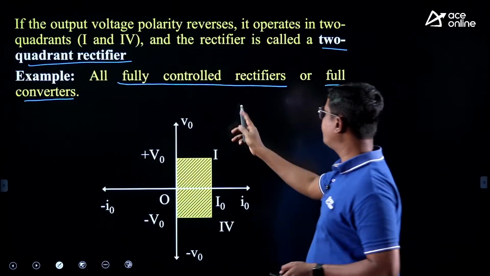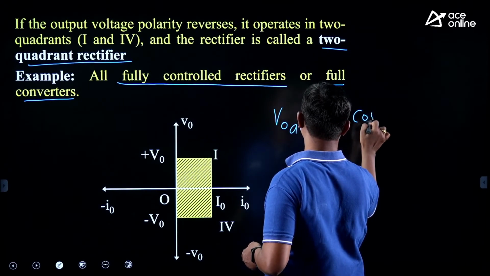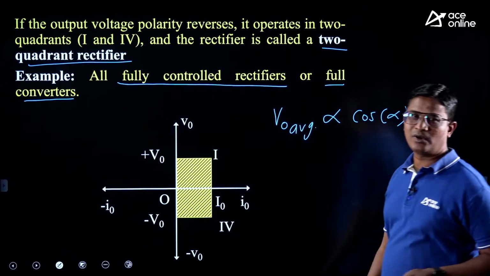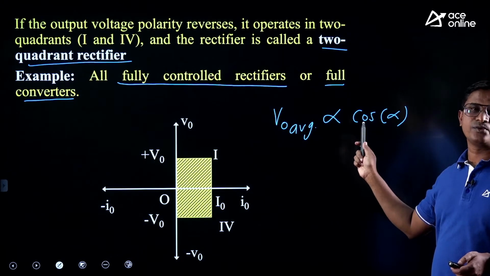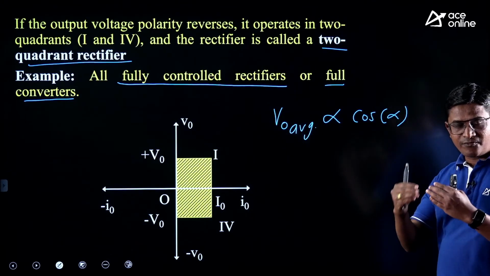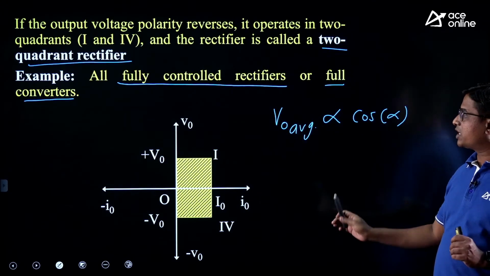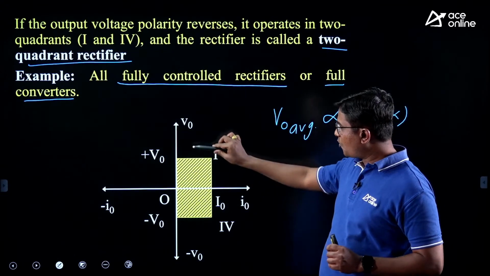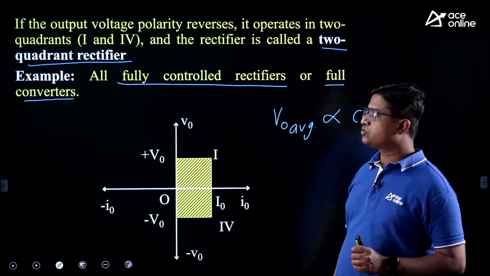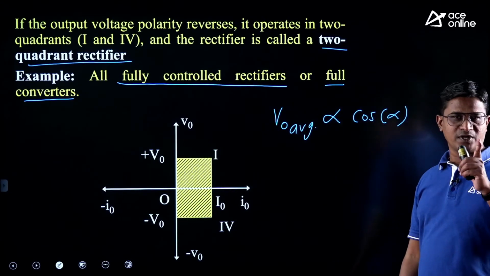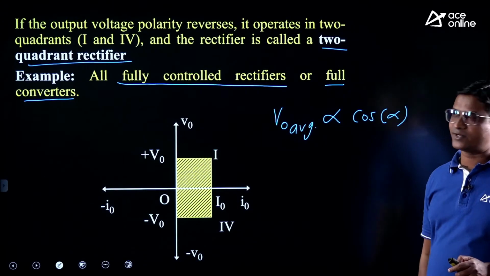But whereas in a full converter, if you check, your output voltage is proportional to cos alpha. If alpha is less than 90 degree, cos alpha is positive, means output voltage is positive. If alpha is greater than 90 degree, cos alpha is negative, output voltage is negative. So we can achieve positive voltage as well as negative voltage by using these converters. Okay, so full converters operate in first and fourth quadrant. Semi converters operate in only first quadrant.